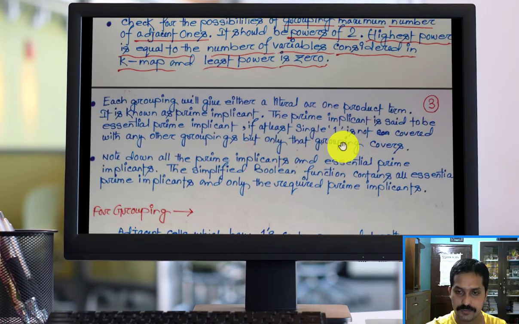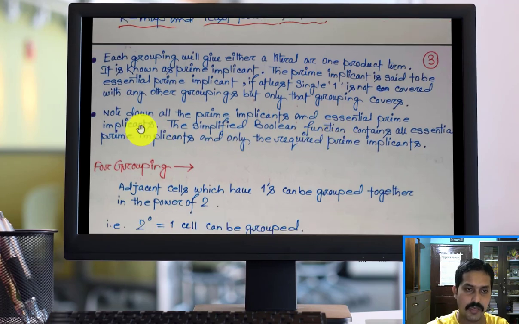This concept I will tell you later. Just remember prime implicant and essential prime implicant. Note down all the prime implicants and essential prime implicants. The simplified Boolean function contains all essential prime implicants and only the required prime implicants.